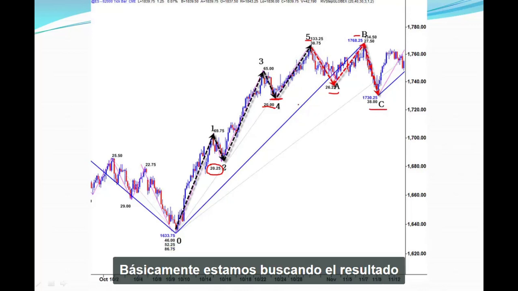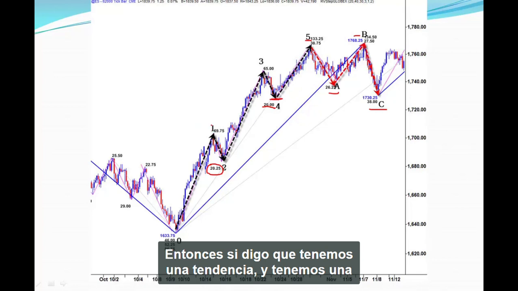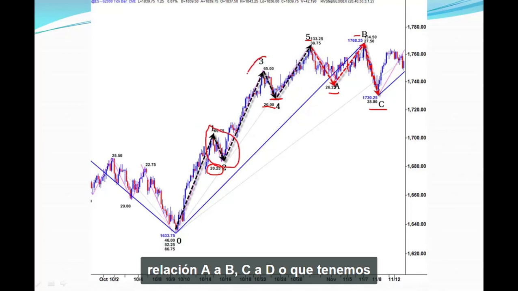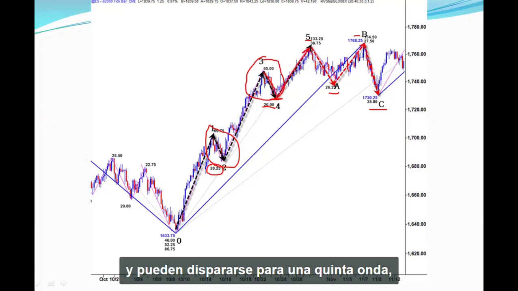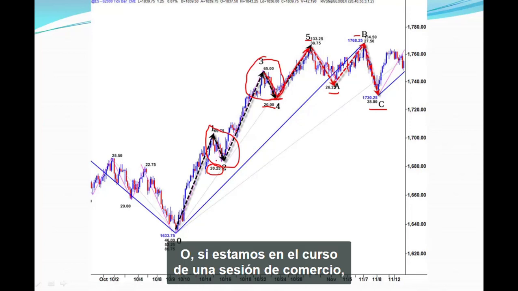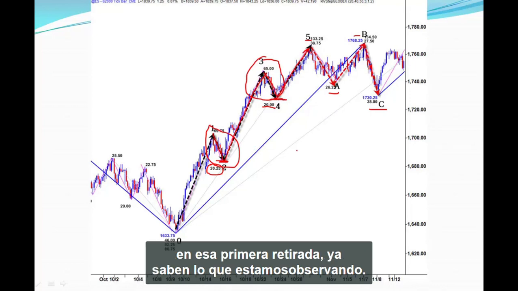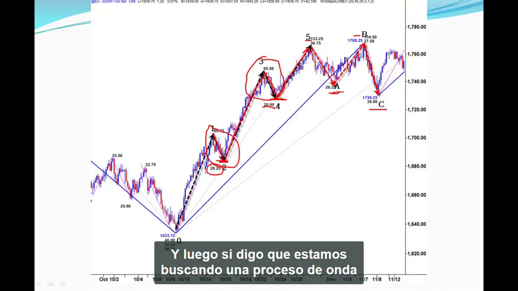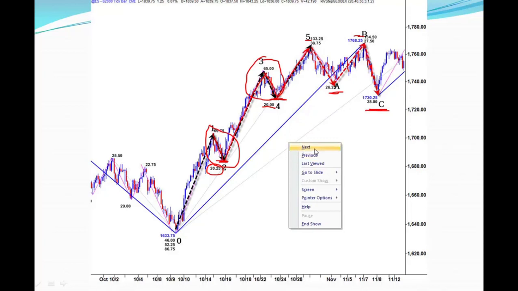So we're basically looking at defining the Elliott wave process, the waves, so you know what to look at going forward. So if I say we have a trend and we have an A to B, C to D relationship, or we have a 3 to 4 wave, or there's 4 waves coming down and it can shoot up for a fifth wave, you know what we're looking at. Or if during the course of a trading session, the market has taken off and we say, okay, we're looking at that price relationship that we had on wave 1 to 2, or that first pullback, you know what we're looking at. Okay? And then if we say we're looking for that corrective wave process, you know what we're looking at. All right? We have a good turnout today, actually.